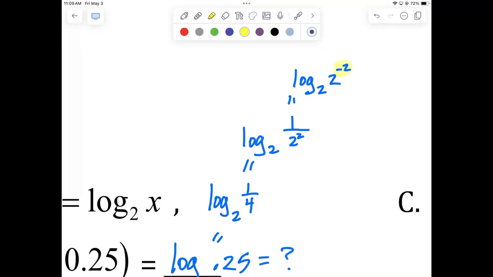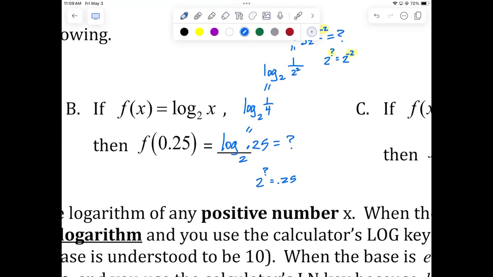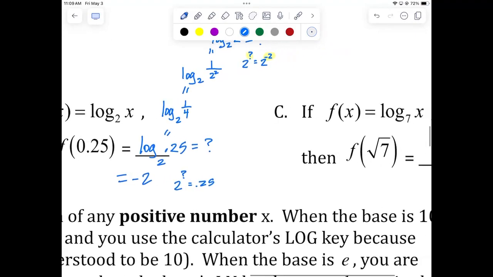Now I can use mental math and say, okay, 2 to what power is equal to 2 to the negative second power? Guess what the question mark has to be? Negative 2. Yeah, the answer is negative 2. In other words, 2 to the negative second power is 1/4.